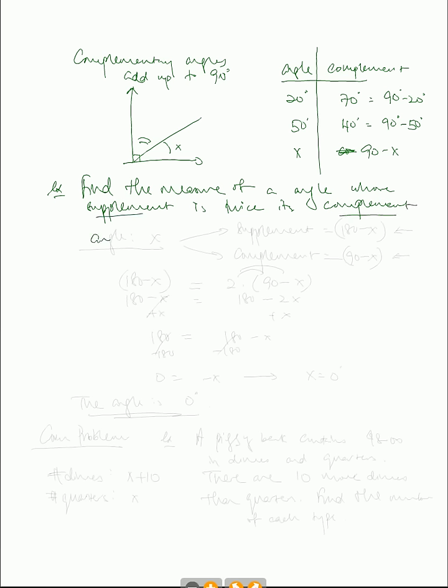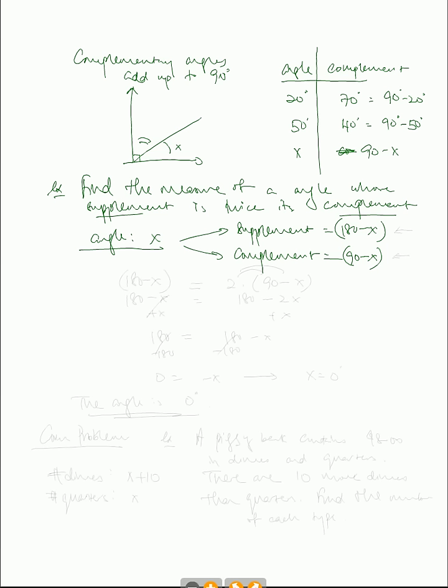Okay, so let's try that. The angle is x. If the angle is x, then the supplement, if you recall, is going to be 180 minus x. This whole thing is called the supplement. The complement is going to be 90 minus x. Again, it's a package deal. It's the difference of 90 minus x that makes it the complement.